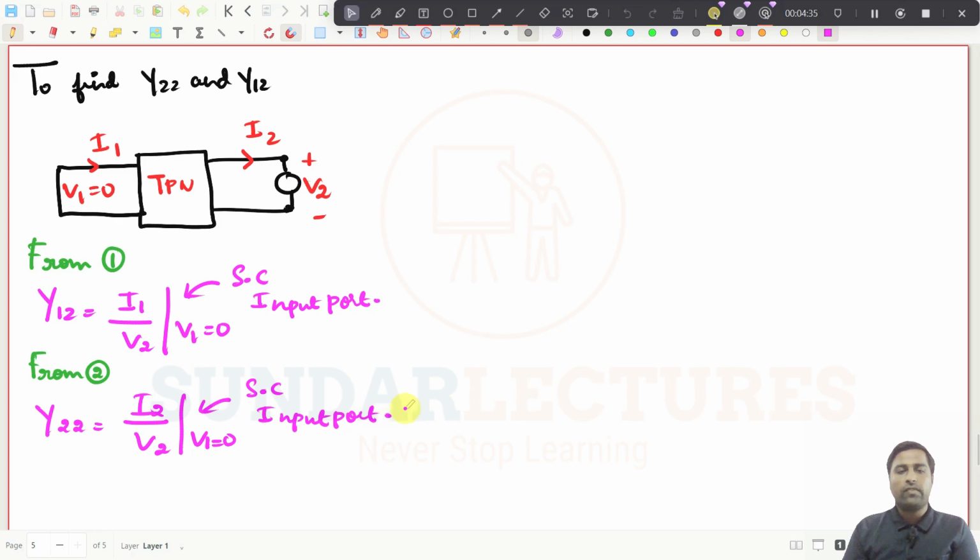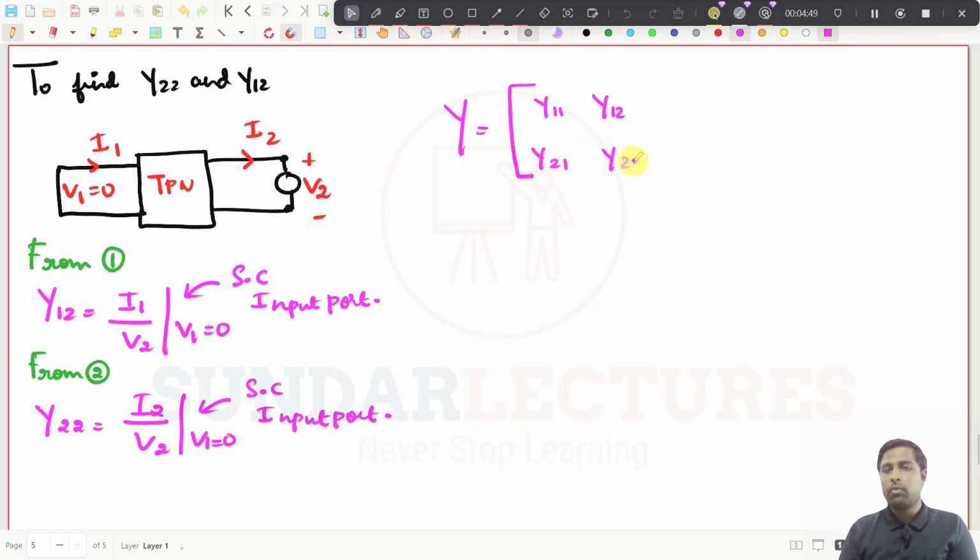Right, now we have found the Y parameter. The Y parameter will be equal to Y11, Y12, Y21 and Y22, right? Now this is the Y parameter for the two port network. With this convention, this is I1, V1 plus minus V2, I2, and whatever it may be inside the two port network, you should have a source free network. That is the only condition.